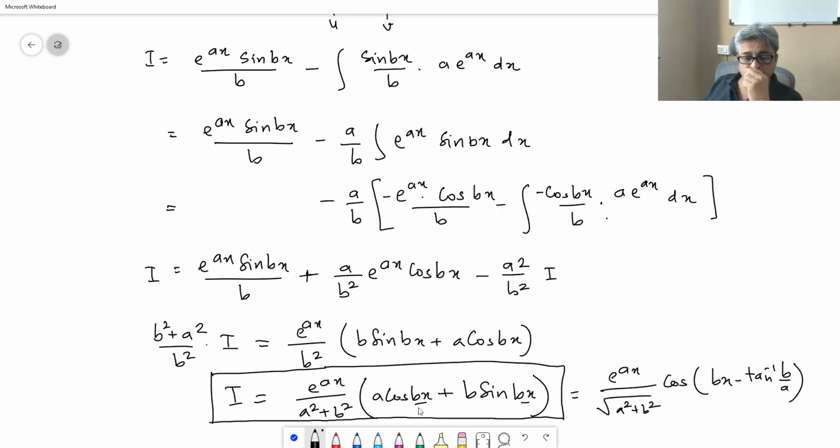Dividing both sides by a square plus b square, you consider a upon radical a square plus b square as cos alpha, b upon radical a square plus b square as sin alpha, and you can combine these two. I mean, you have to take the radical inside. Check whether you understand from here to here, otherwise I will write a couple of steps in between. So these are the two expressions for the given integral I.